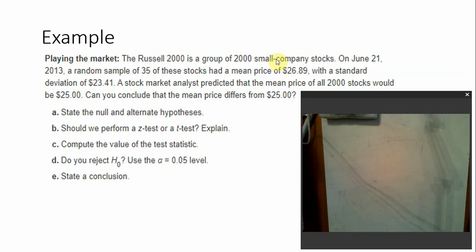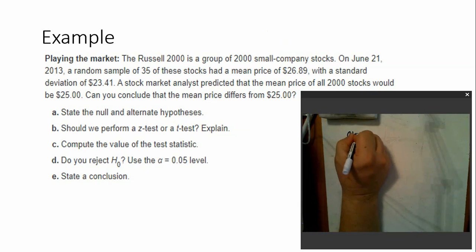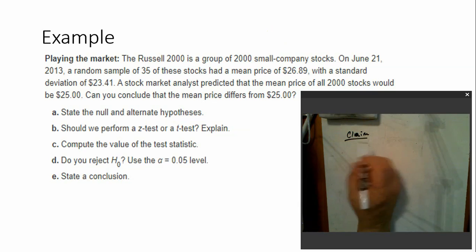Okay, so basically we're going to develop the null and alternate. We don't do that directly. We start with the claim, and I recommend always doing this. Start with the claim and then work it through. So I kind of put my claim over here. The claim here is that a stock market analyst predicted that the mean price of all 2,000 stocks would be $25. So that mean price, I'm going to use the mu because this is all of them, is equal to 25. Okay, so that's the claim.